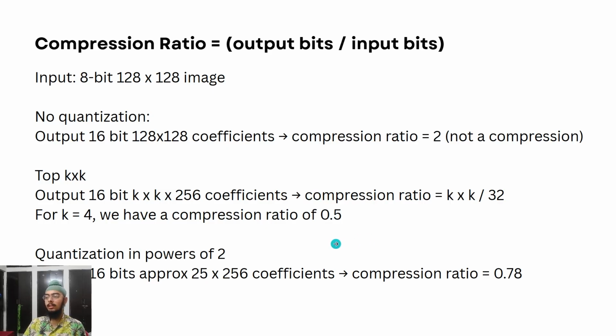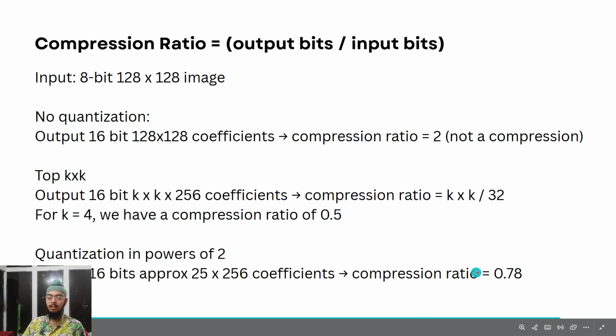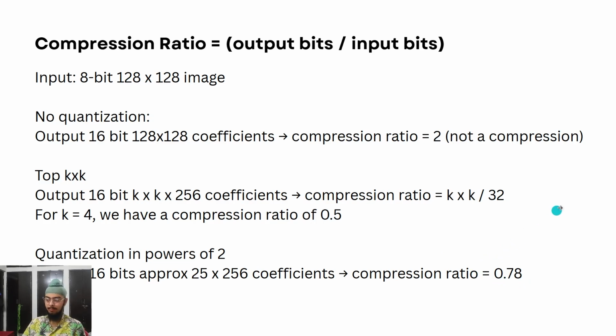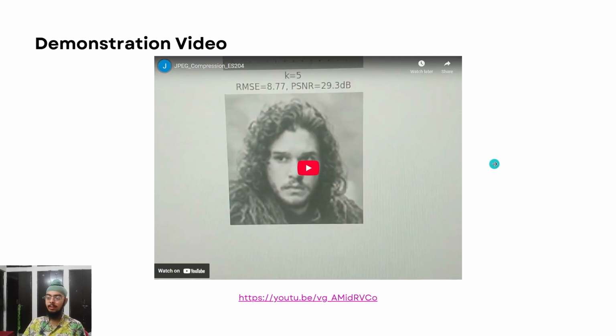Now, one thing to note is, as you have seen before, quantization in powers of 2 results in significantly worse images. That's because we have used a very harsh quantization, that is powers of 2. Rather, if we had used the original quantization table, but that would require significant changes to our module, we would have achieved similar compression ratio, but a pretty good visual result. Here is a demonstration video.